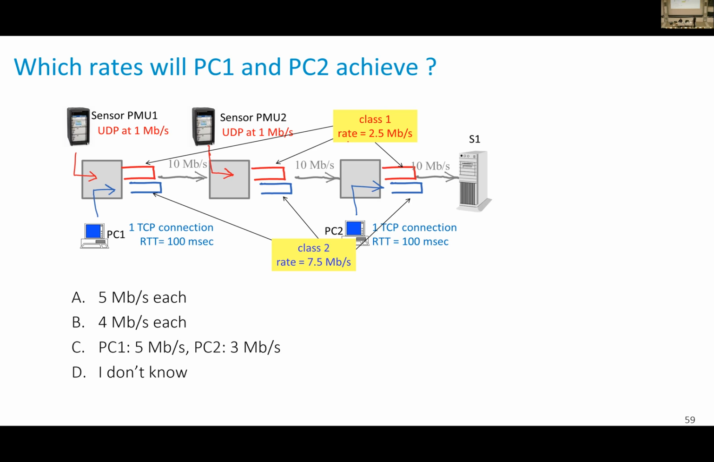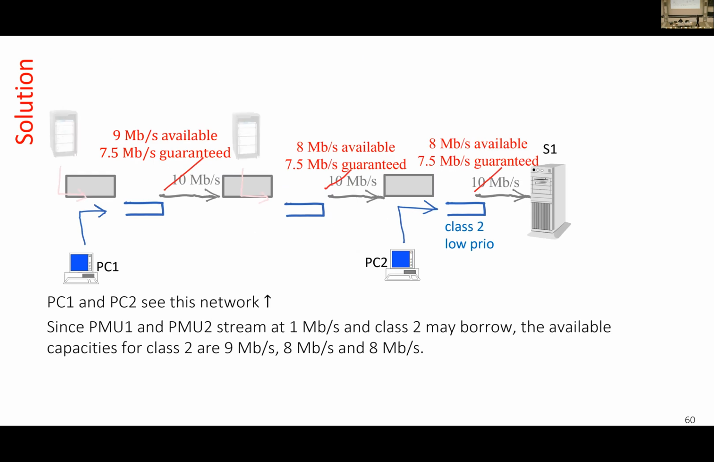The correct answer is B, and the reason is intuitively simple, but mathematically perhaps a bit more complicated. This is what will happen from the viewpoint of the blue. The red is sending at exactly 1 megabit per second. So the blue has 7.5 guaranteed, but not 9 available, in fact, because of borrowing. So it's the same problem we did before. We have 2 flows that are sharing a network where the capacities are not the physical capacities, but 9, 8, 8. So how much will they get?